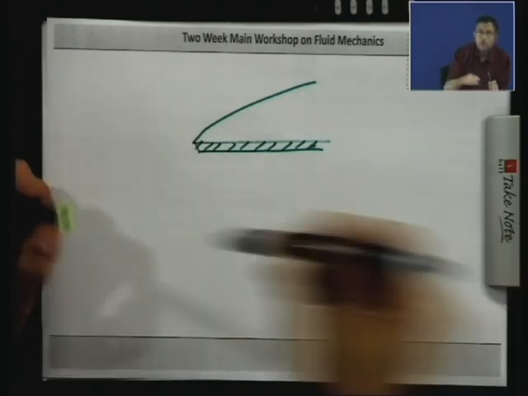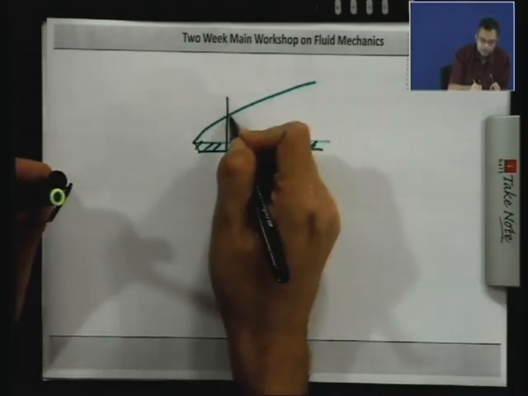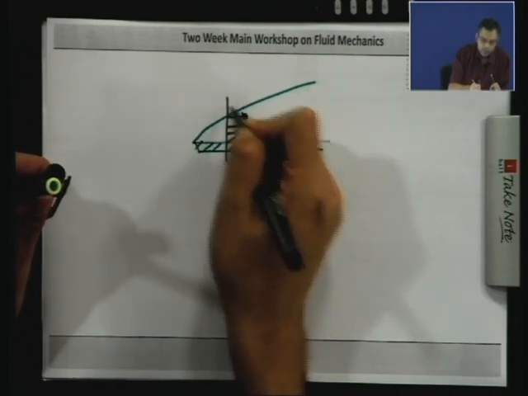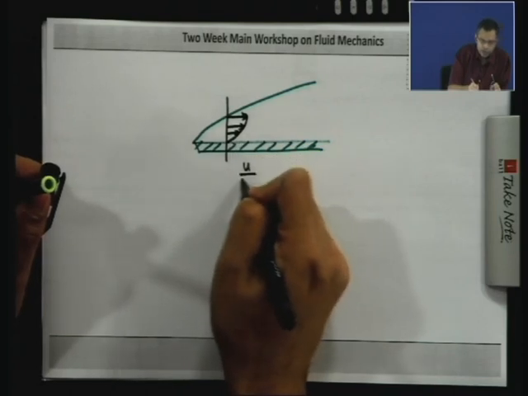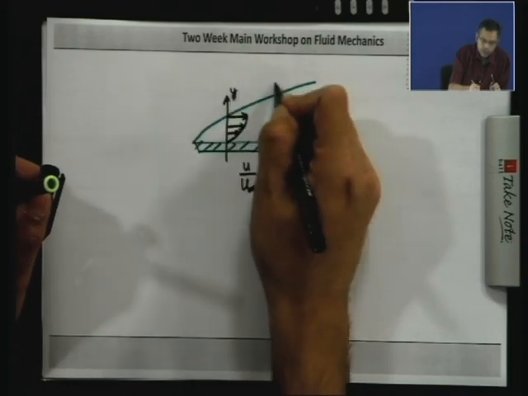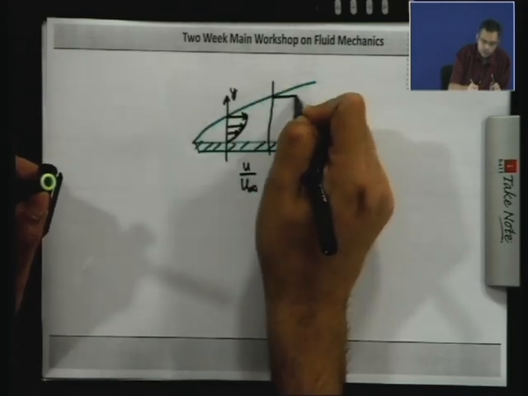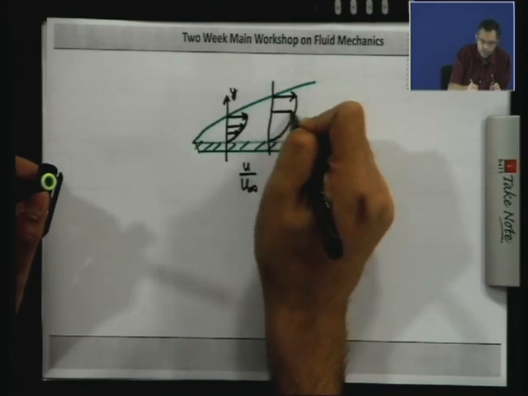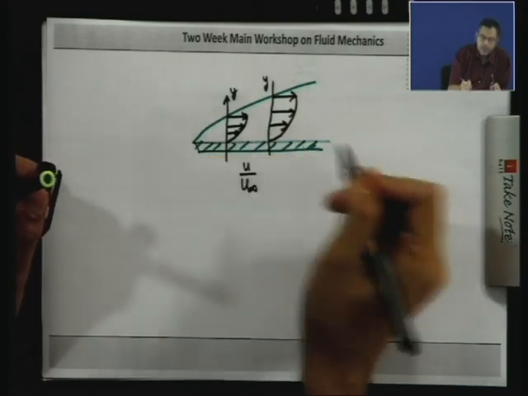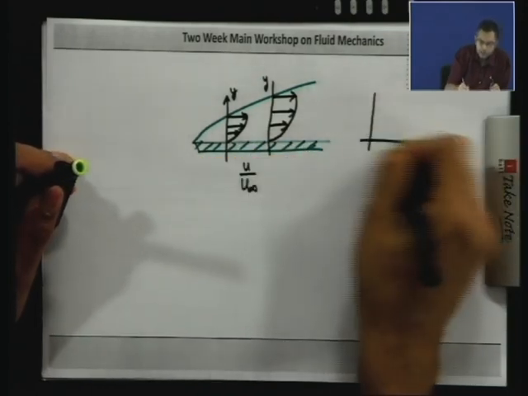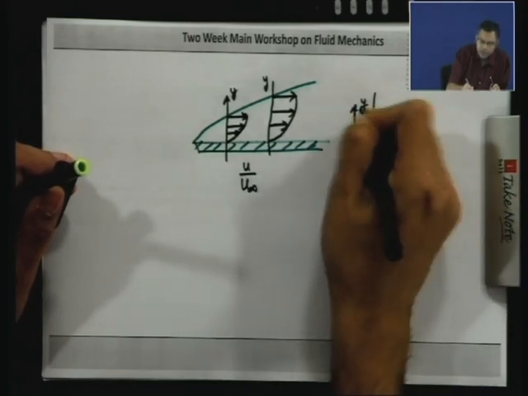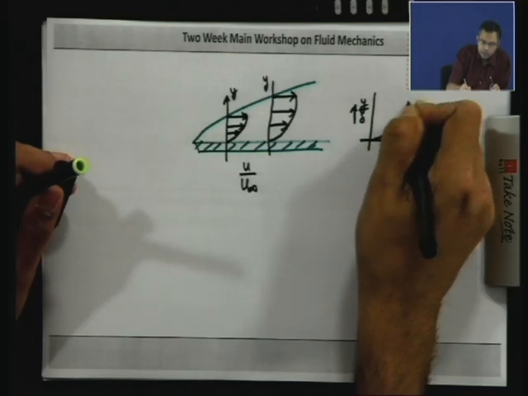If you plot the velocity profiles, you have u by u infinity, so u as a function of y. At different x, you have different velocity profiles. But if you non-dimensionalize, if you plot u by u infinity as a function of y by delta, then you will get a unique velocity profile.